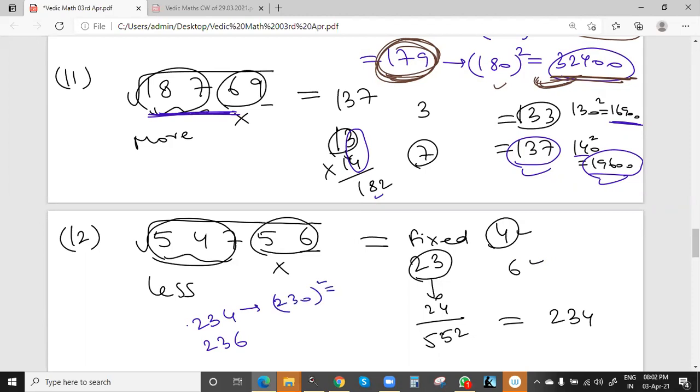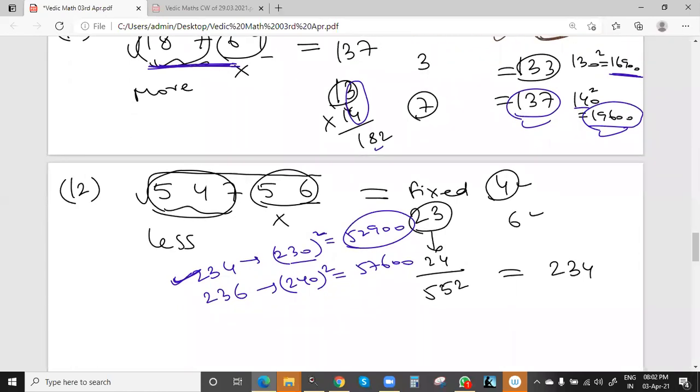230 square will be 52900. And near to this, 6 is more than 5, so this will be 240. 240 square will be 57600. 54756 is nearer to 52900, so we'll choose 230. We'll choose 234. This is also one method we can try. So 234 will be the right answer.